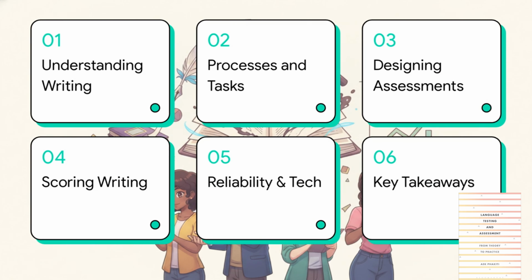Okay, so here's our roadmap for today. We're going to hit 6 main areas: understanding writing ability, writing processes and tasks, designing writing assessments, scoring writing, reliability and technology, and finally, we'll wrap up with our key takeaways.